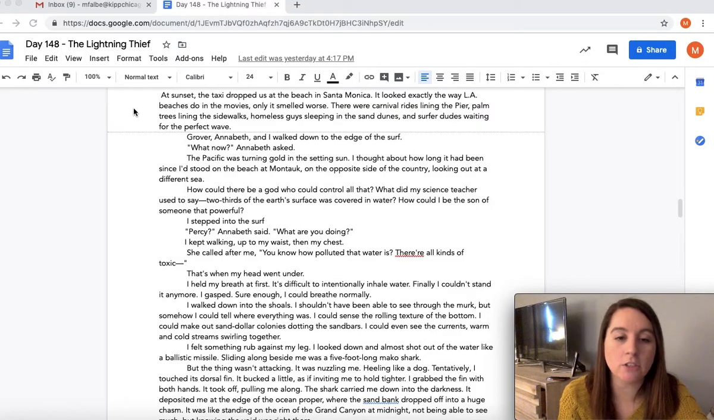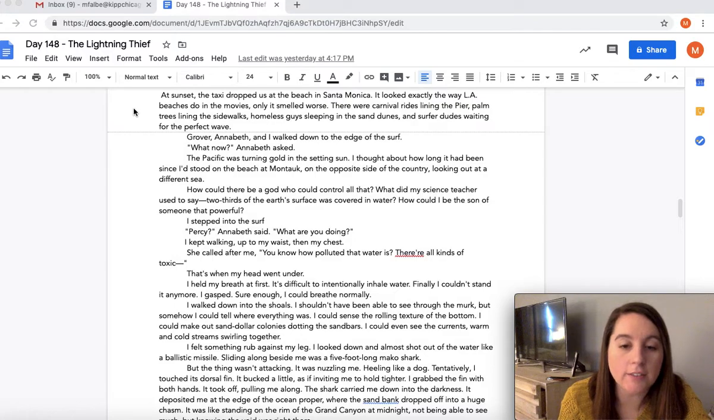I walked down to the shoals. I shouldn't have been able to see through the murk, but somehow I could tell where everything was. I could sense the rolling texture at the bottom. I could make out the sand dollar colonies dotting the sandbars. I could even see the currents, warm and cold, streams swirling together. I felt something rub against my leg. I looked down and almost shot out of the water like a ballistic missile.